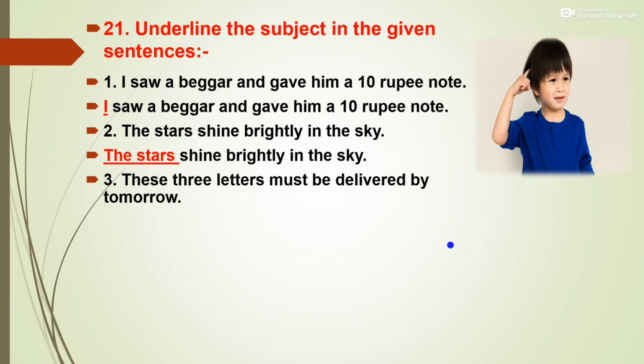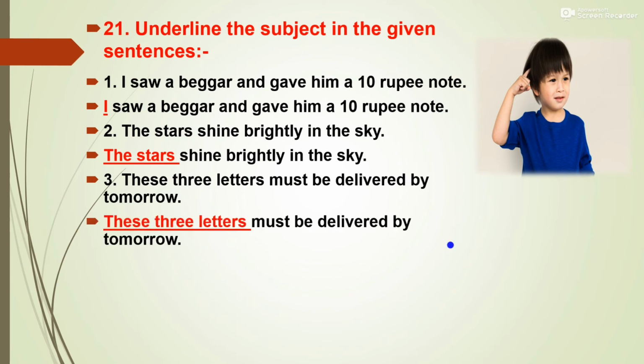These three letters must be delivered by tomorrow. What must be delivered by tomorrow? These three letters. So about these three letters we are talking. So it will be the subject. So in a sentence, that one which does a work or that one about which we talk is called the subject.